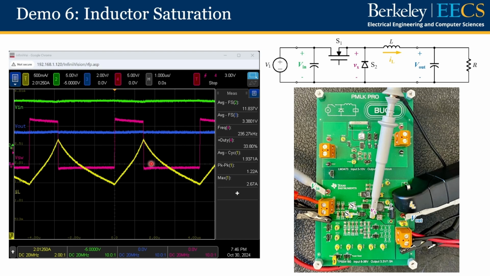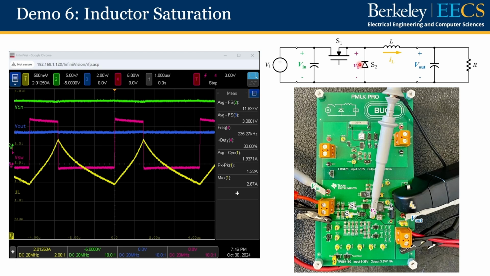Also, we can see that the peak-to-peak inductor current ripple has increased from 800 milliamps to 1.22 amps. Because of a larger inductor current ripple, the core loss in the inductor becomes higher and the RMS value of the current flowing through the switches also becomes higher. Therefore, as the inductor starts to saturate, we will see that the total loss in the converter grows faster than in the normal case, and the efficiency of the converter drops very quickly.